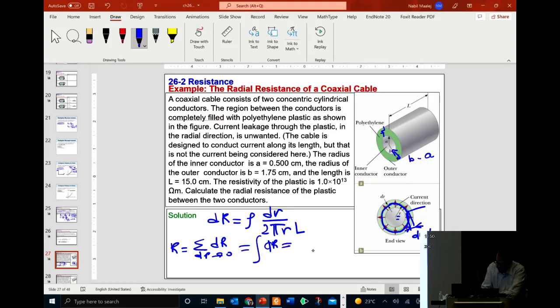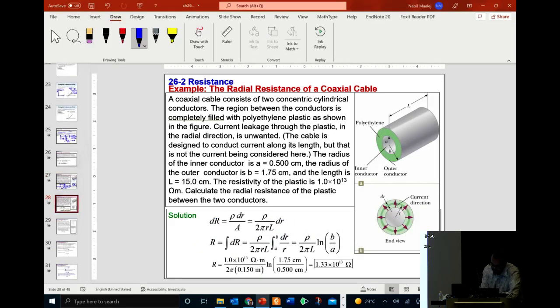So this is the integral. Let's take the constants outside the integral. It's rho divided by 2 pi L, the integral of 1 over r dr, and we're going from a to b. What's the integral of 1 over r? Log of r. So this is going to be equal rho divided by 2 pi L times log of b minus log of a, which is log of b over a. So this is the equation, and we can replace the numbers. Rho over 2 pi L log of b over a, and if you enter the numbers, you find the resistance of this plastic is 1.33 10 to the power 13 ohms.